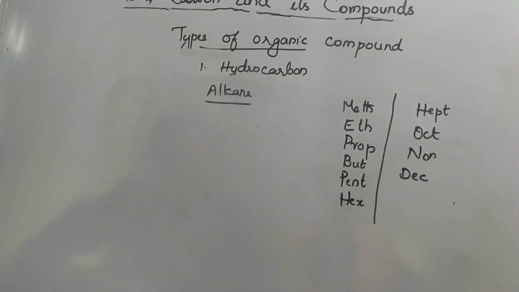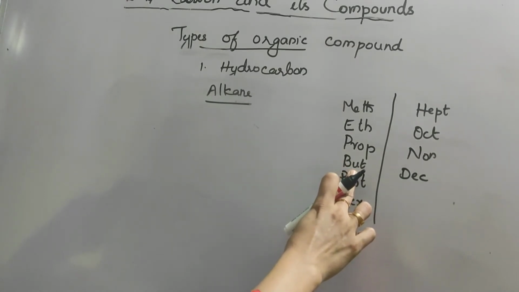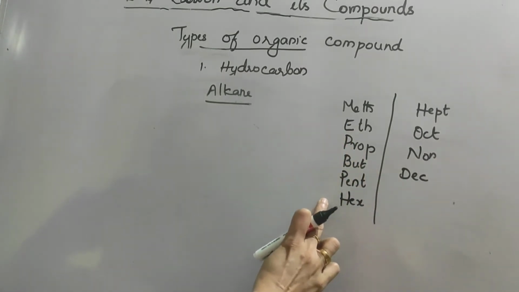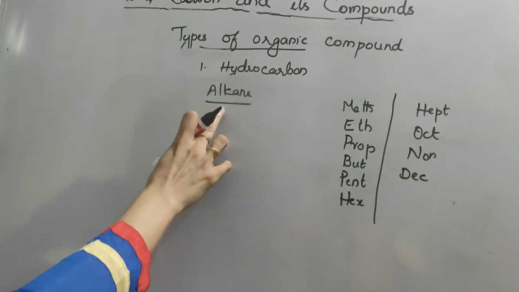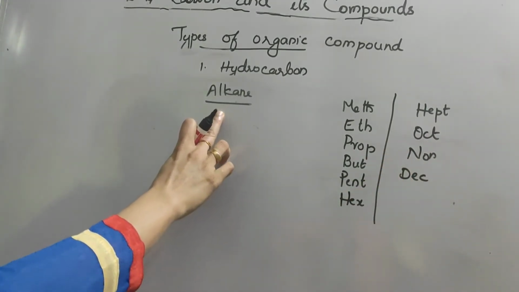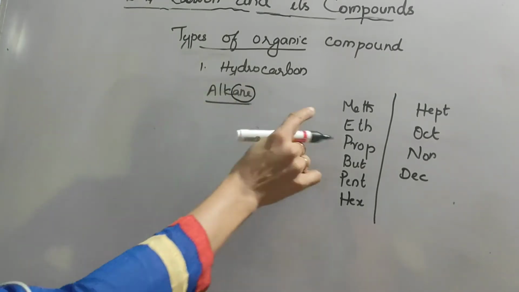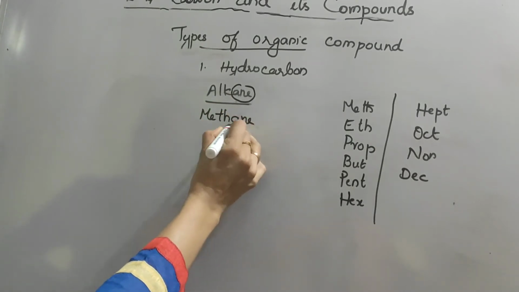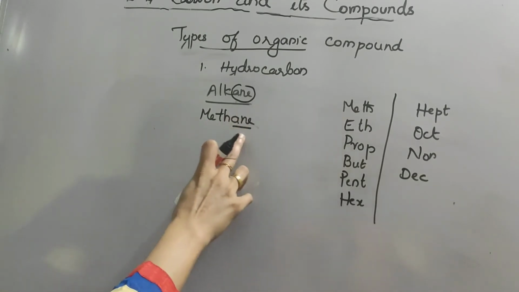Like this, look at the case of four carbon atoms. The spelling is written as but, and you have to pronounce it as but. So: meth, eth, prop, but, pent, hex, hept, oct, non, dec. In the case of alkane, you have to add ANE. The first member, meth, becomes methane. We have added ANE to meth, that is methane.